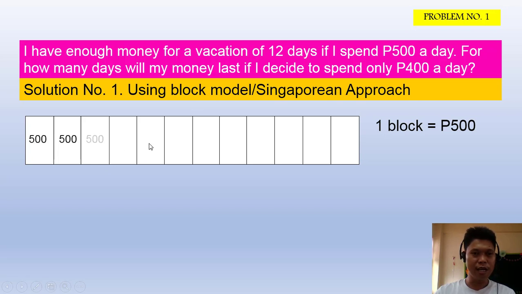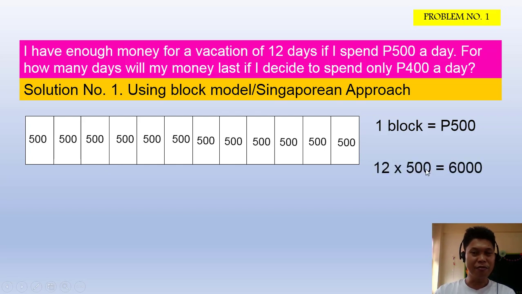So, kung titingnan natin, 12 times 500, kasi 500 yan, tas 12 boxes yan, o blocks, 6,000 yung money niya. Or, money ko pala, kasi I. Okay, yung pera ko is 6,000. Tapos, gagastusin ko 500 pesos a day, tatagal ng 12 days.